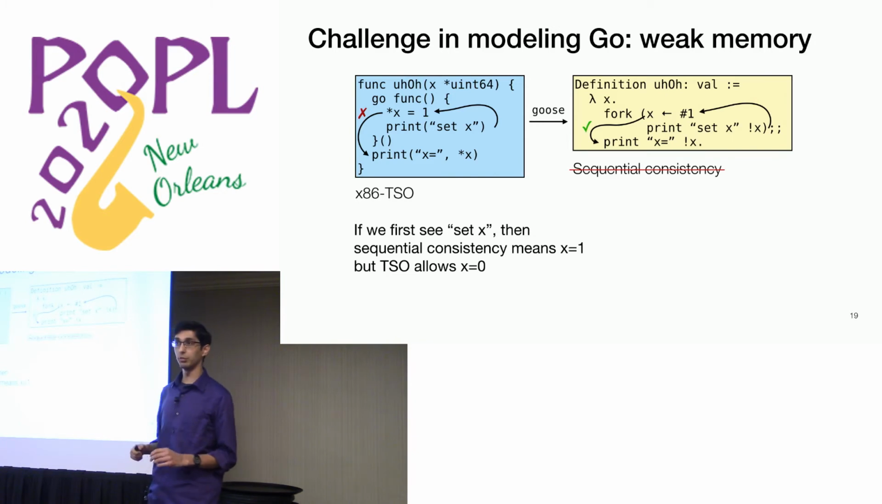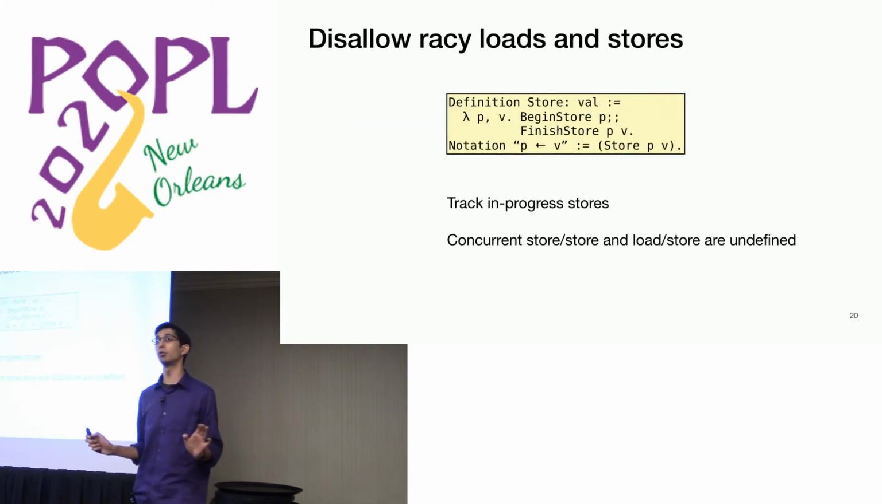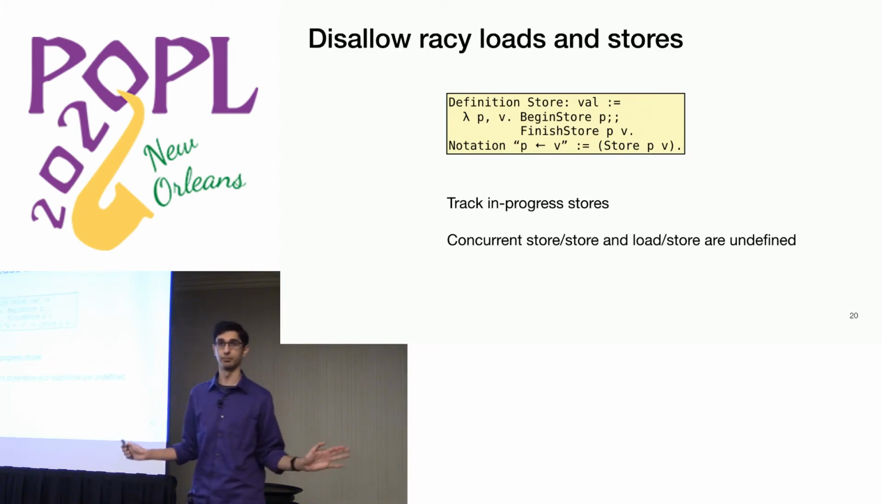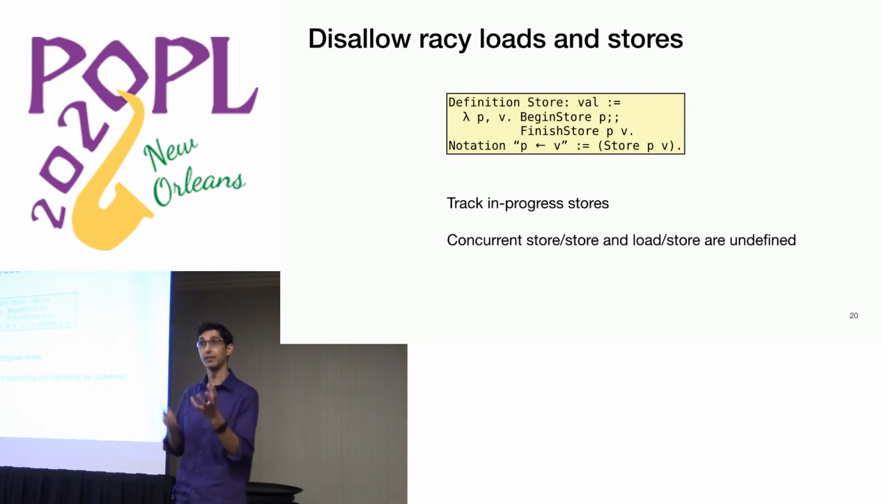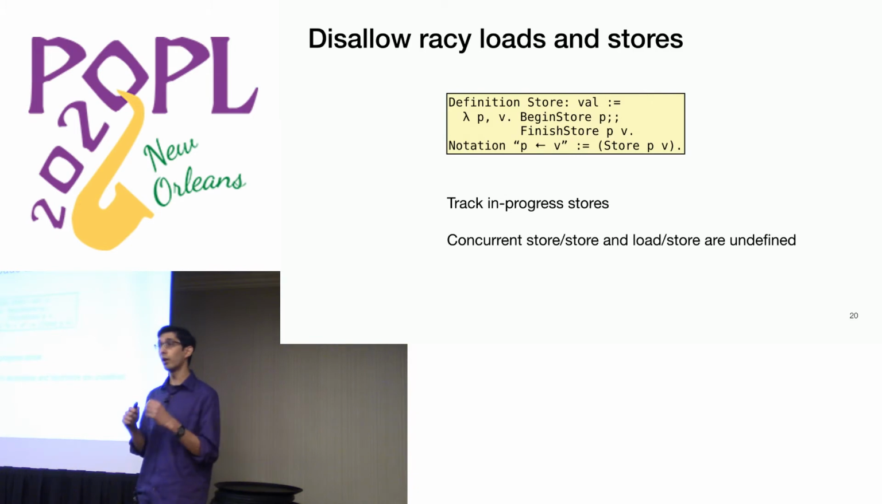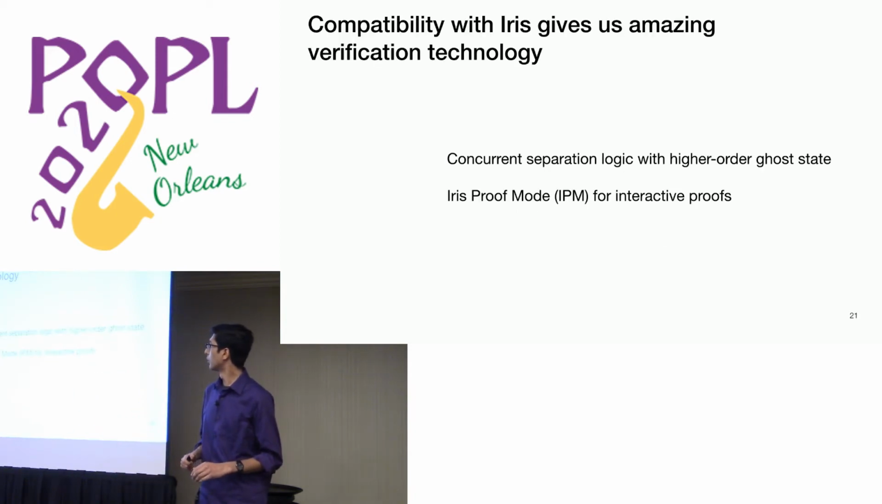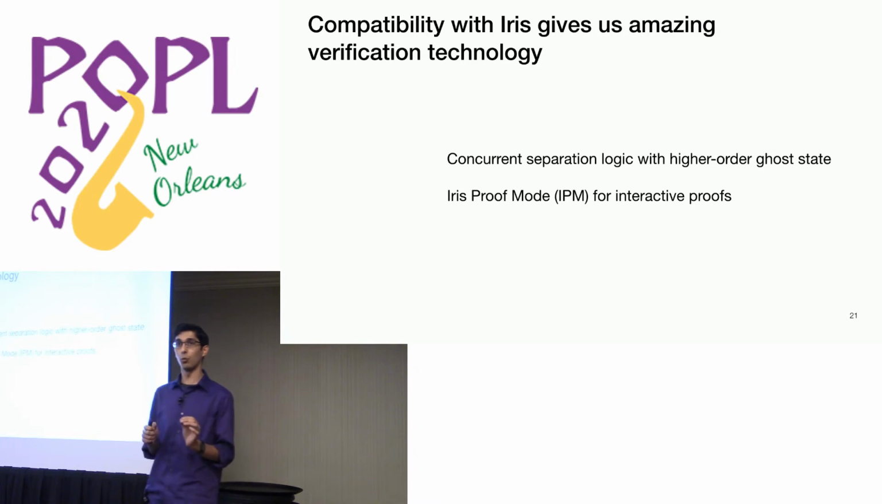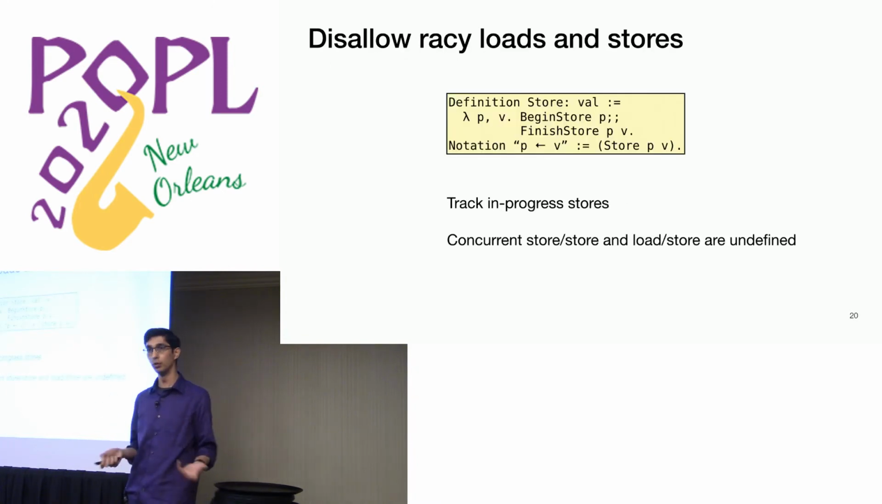So the way we deal with this is we get rid of sequential consistency, and we just make racy loads and stores undefined behavior all the time. The way we do that is we track in-progress stores by splitting stores into a begin and a finish. And then whenever you see that a store has been started in a concurrent load or store, the whole program just has undefined behavior. So this seems bad. This seems like it should have some ill effect on doing proofs.